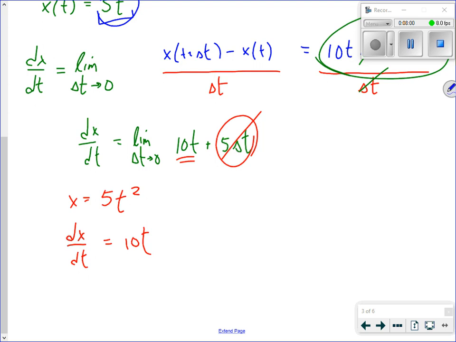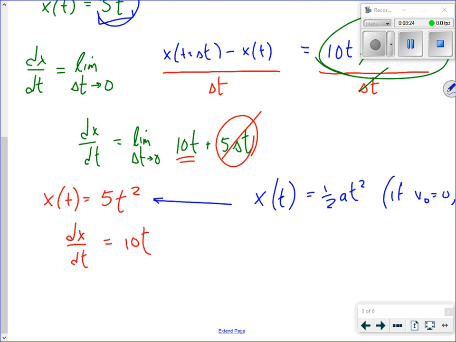Now this, you may notice, sort of looks like x. I forgot to do this; I should really write x as a function of time. This looks a lot like that, and it would be true if v naught is 0 and if a equals 10.